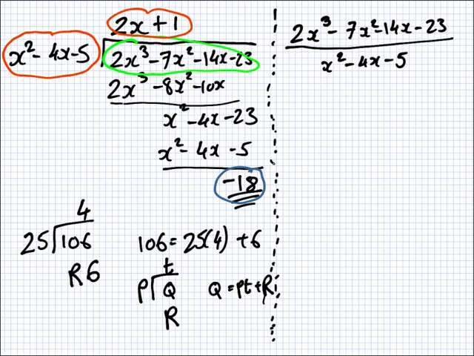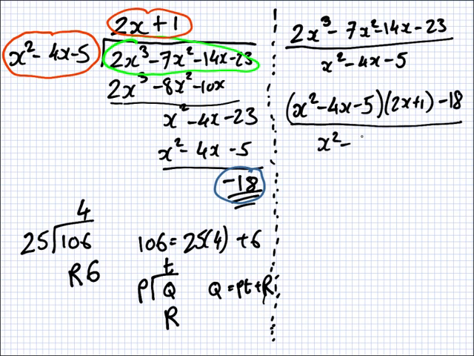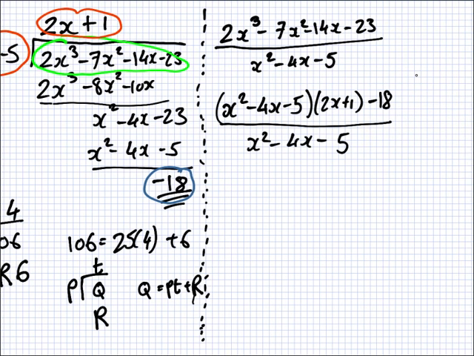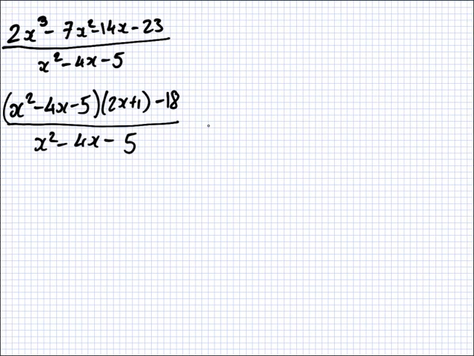Okay, so if we look back at the main question, this cubic, I can now replace it with x squared minus 4x minus 5 times 2x plus 1, minus 18 over x squared minus 4x minus 5. Now you might say, well, what was the advantage in doing that? Because now the top looks more complicated than the bottom, but we can see now in one moment there's an advantage. What I can do is split this into two problems.